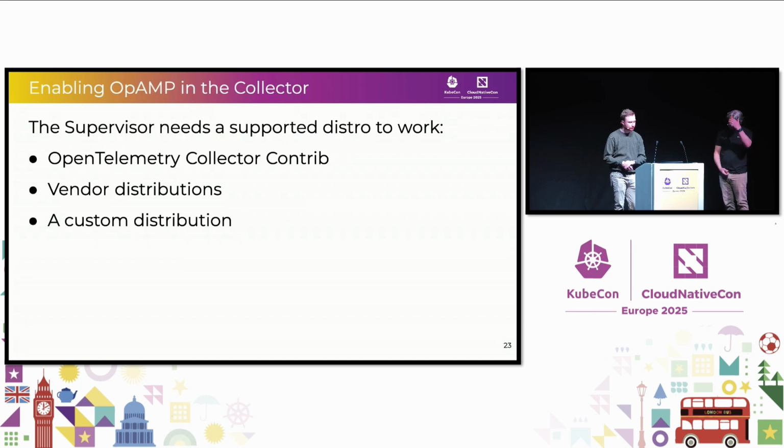So to use a collector with the supervisor, you need basically a distribution that supports the OpAMP extension. The upstream distribution that you can use to do this is collector contrib. We recommend you just use this for testing, but nonetheless, it can be used to test out the supervisor. Additionally, there are some vendor distributions that support OpAMP, so you can use one of those. And finally, I'll cover this in just a moment, you can build your own distro with OpAMP support and control it that way.